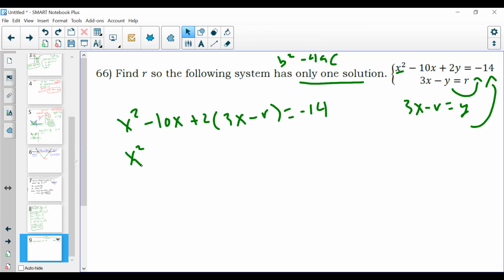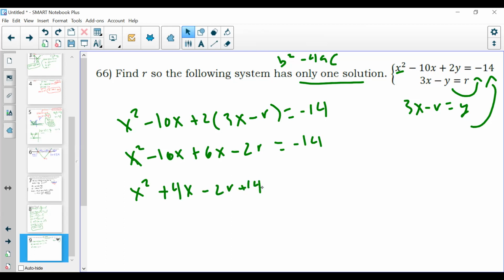From there, x squared, minus 10x plus 6x minus 2r equals negative 14. Start adding like terms. I'll add the 14 over. x squared, minus 10x and 6x is negative 4x. And I have negative 2r plus 14. That all equals 0. And the reason you want it equal to 0 is because the discriminant only works when the quadratic is set equal to 0.